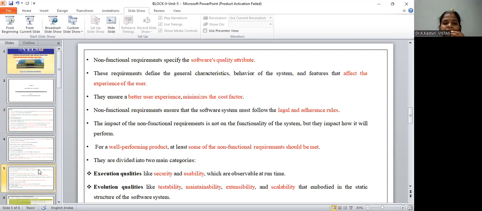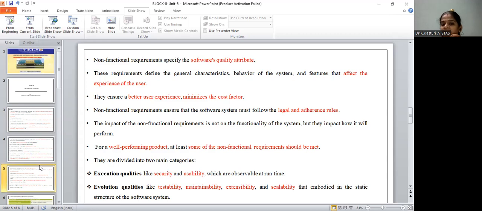Non-functional requirements specify the software's quality attributes. These requirements define the general characteristics, behavior of the system, and features that affect the experience of the user. Yes, what is software quality? Definitely the user experience. By using the software itself, we know the quality, how it is working. Therefore, non-functional requirements affect the experience of the user because they show the quality of the software.